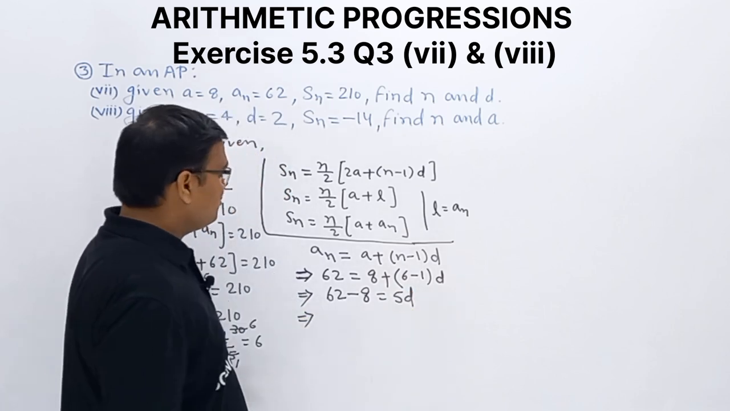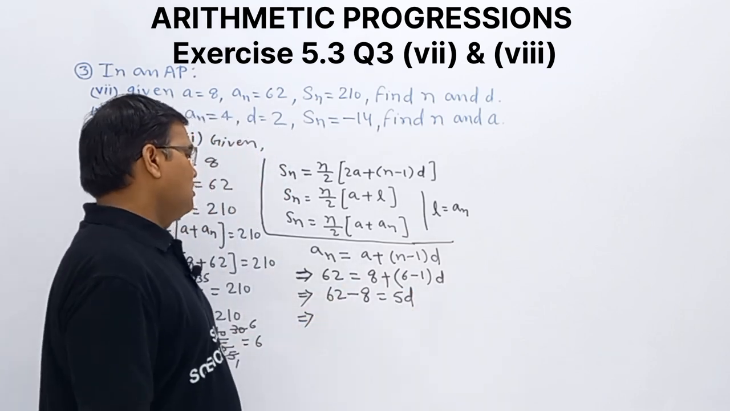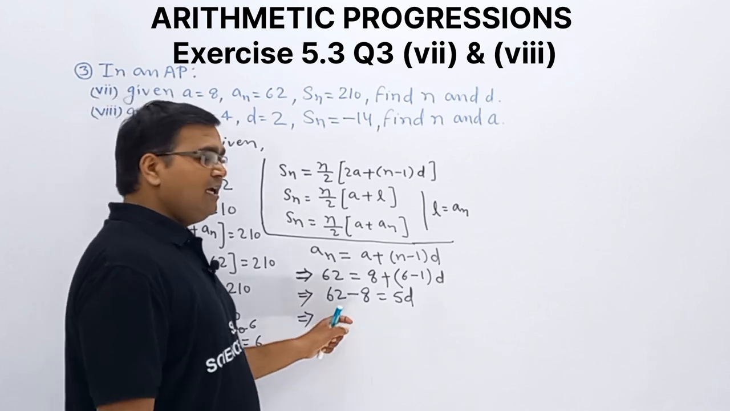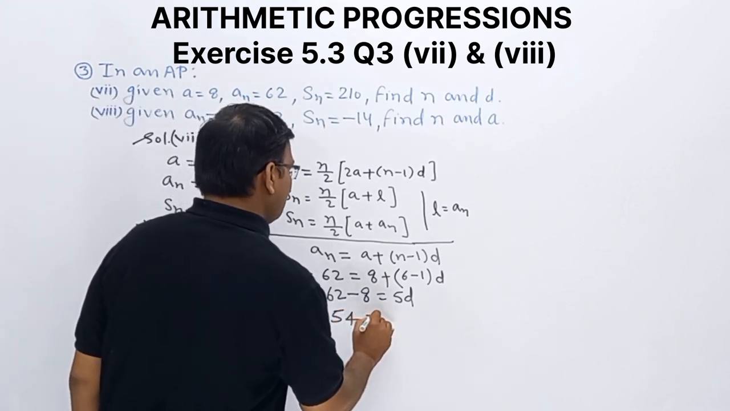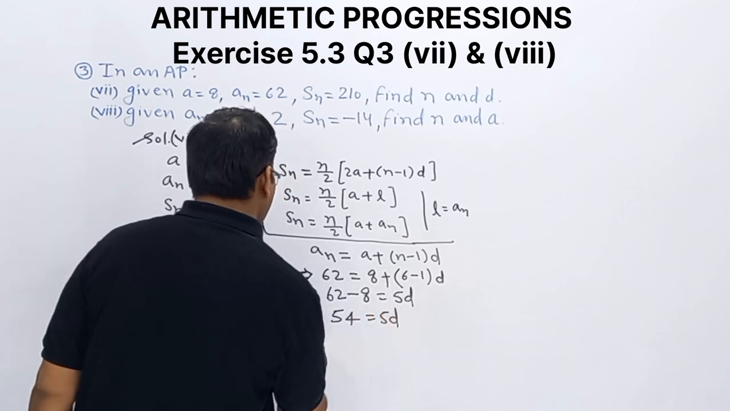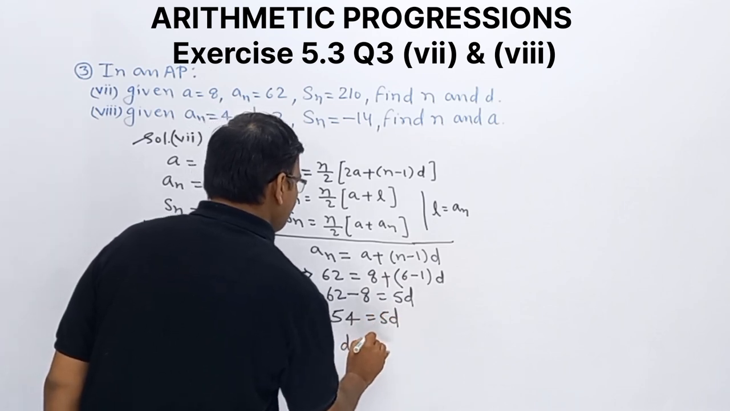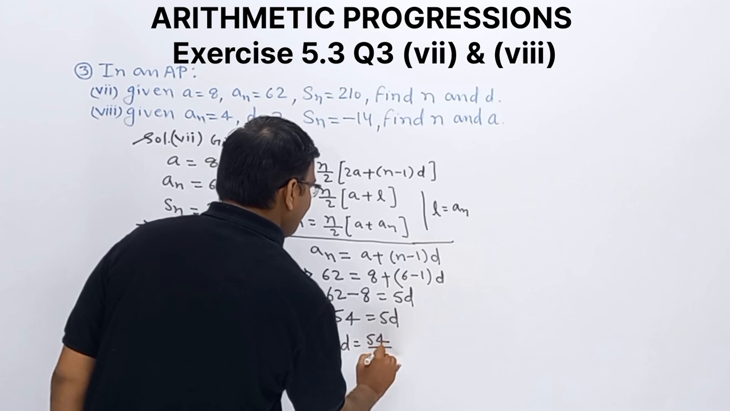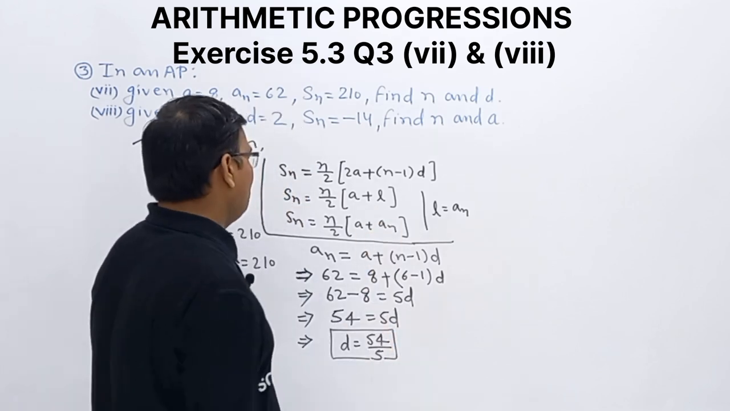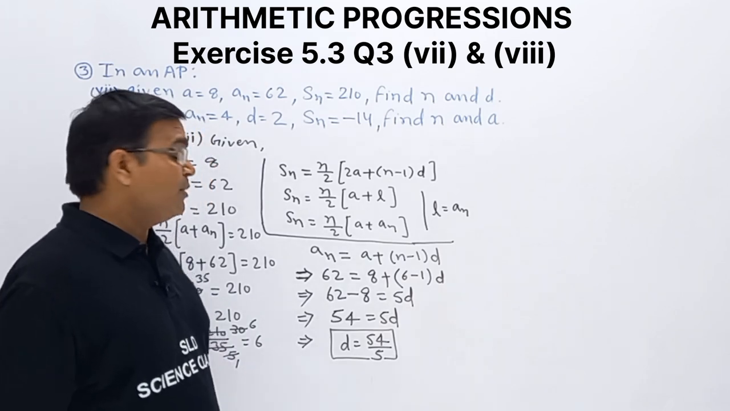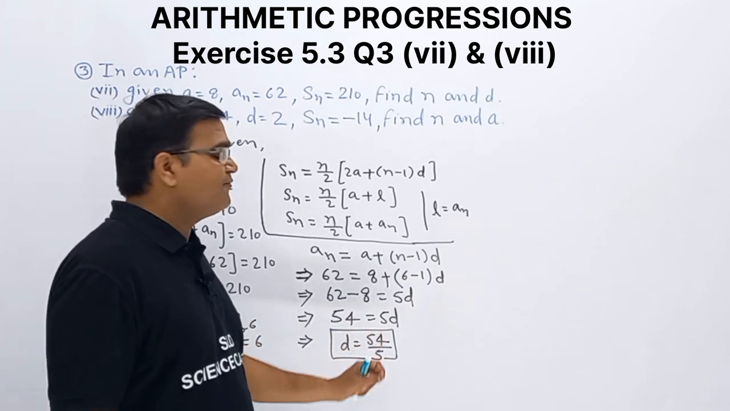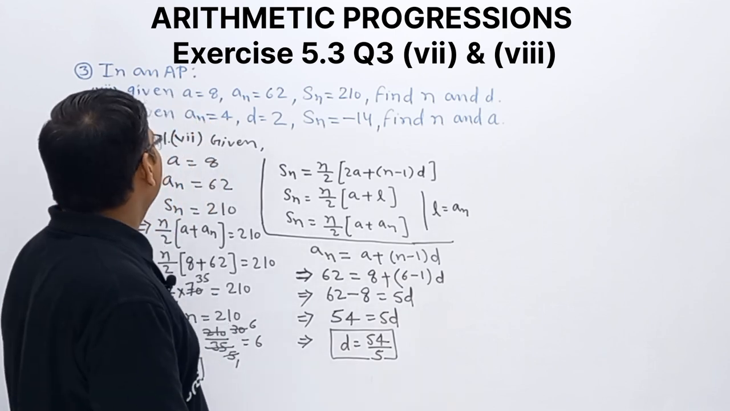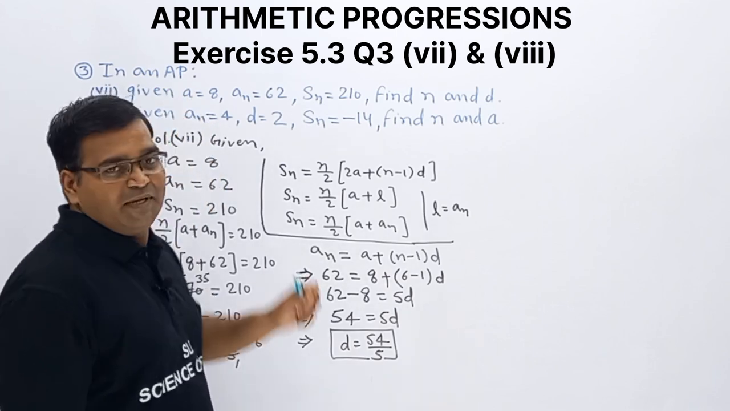Finally what we are getting? 62 minus 8, what we are getting? 54 equal to 5D. So finally D will be 54 by 5, and this will be the required answer, which one we want. 54 by 5. D is 54 by 5, the common difference of this AP.